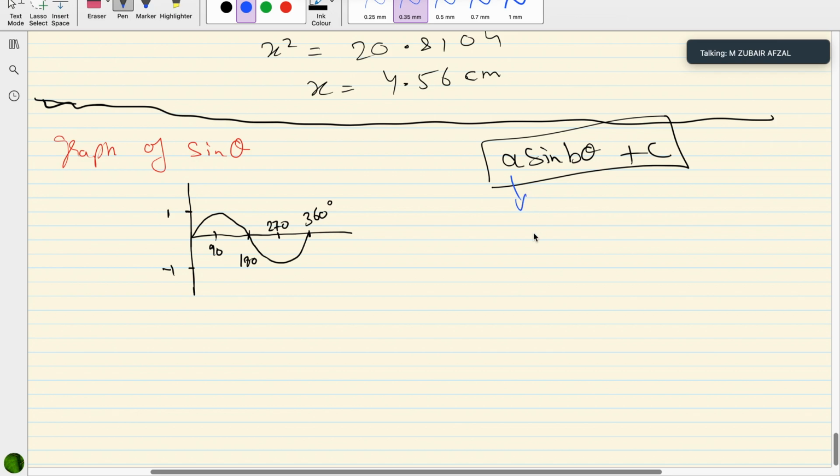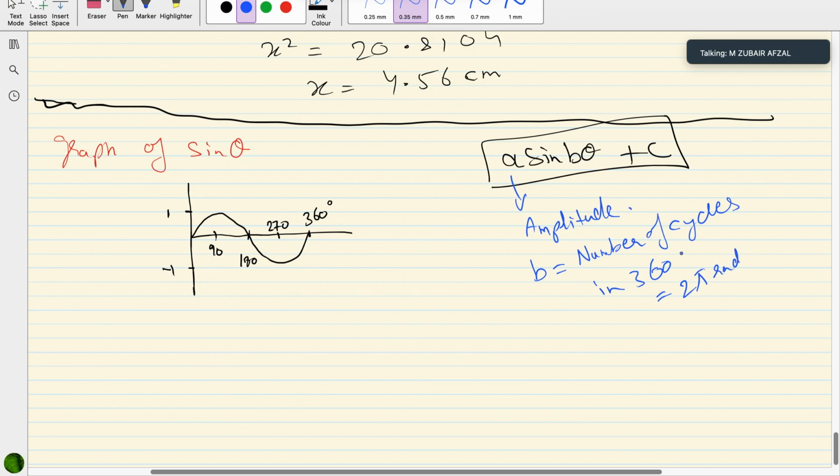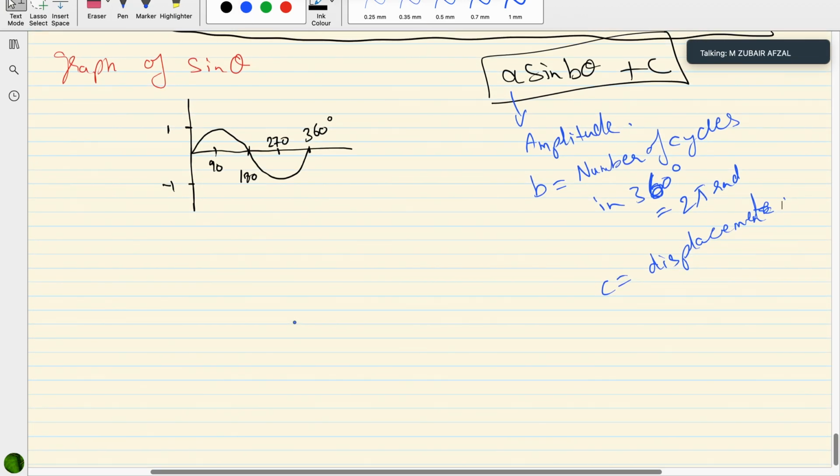So A is the amplitude, B is the number of cycles in 360, and when we solve it for radians, it will be in 2 pi. 360 is equal to 2 pi radians. If we are dealing in degrees, it is 360, in radians it is 2 pi radians. And C is the displacement. So let's deal with A first.